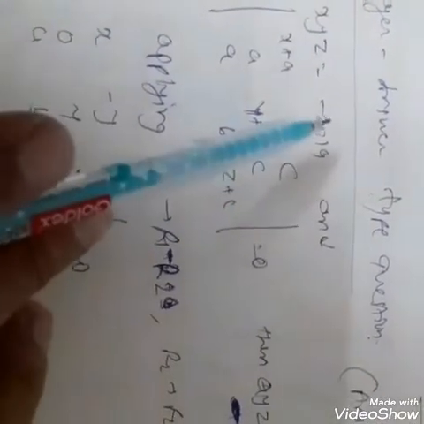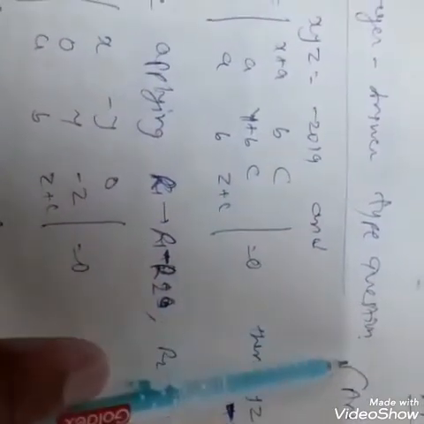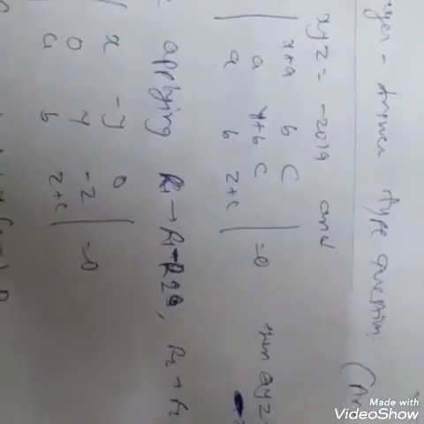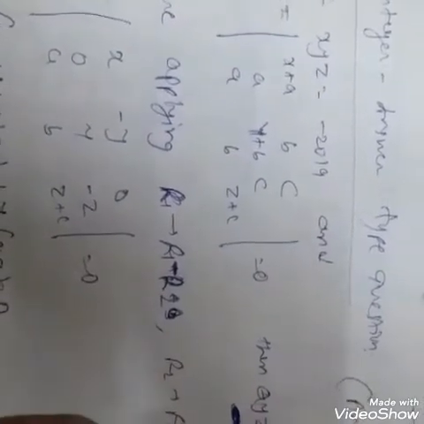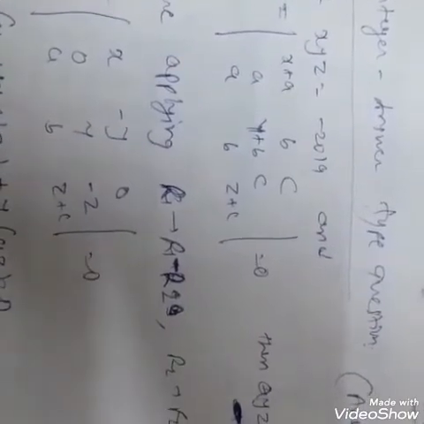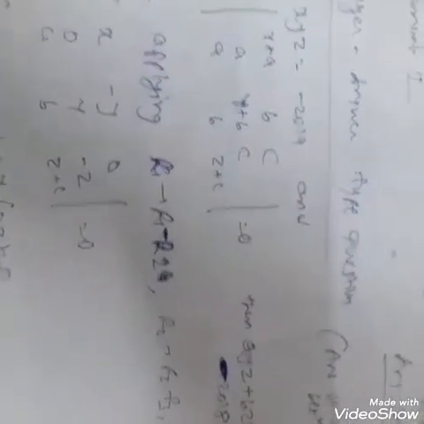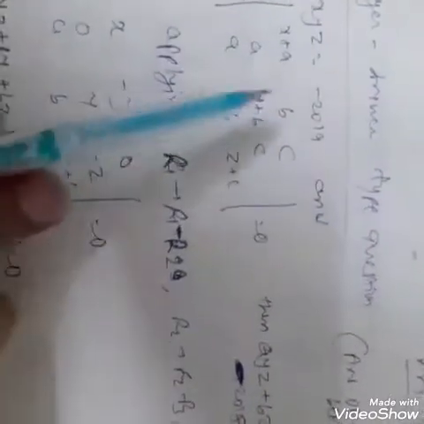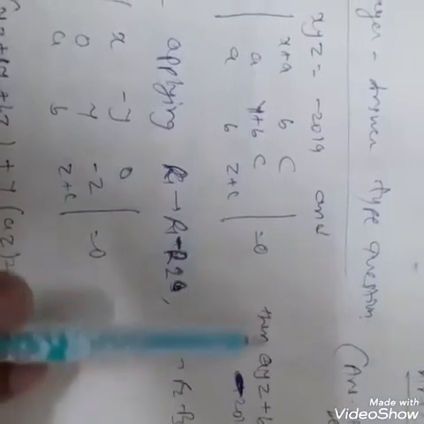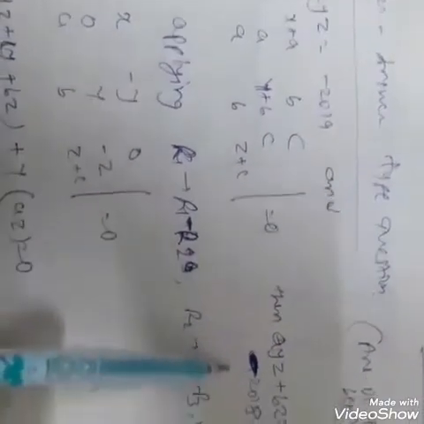Hello friends, let us discuss a new type, integer answer type questions. Here the answer is between 0 and 9, any answer is positive, and negative marking is not given. So here you have 10 options, so negative marking is not there. Here xyz equals minus 2019 and d equals this, it equals 0. Then find the value of ayz plus bzx plus cxy minus 2018.